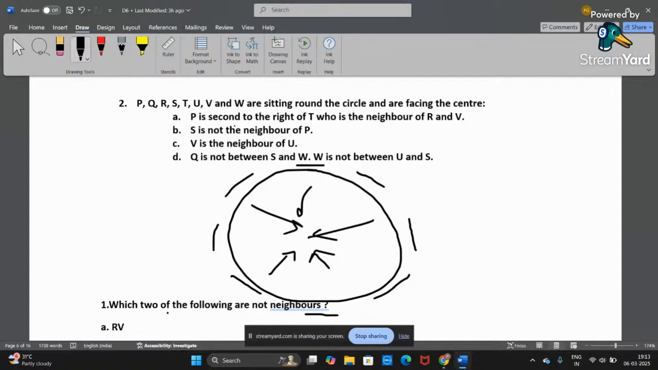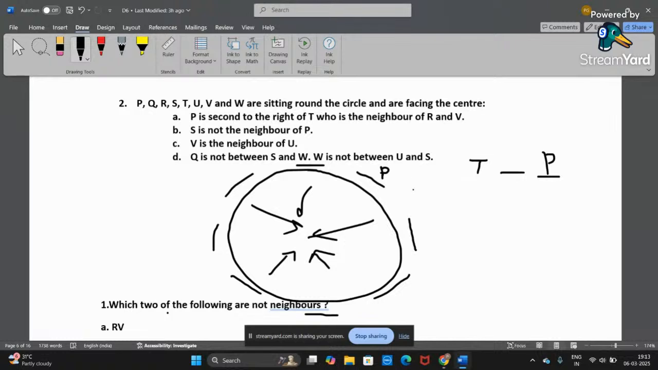P is second to the right of T. That means P is here. It is second to the right of T. Let's write it here. P is here. It is second to the right of T. T is second right. This is first right and this is second right.